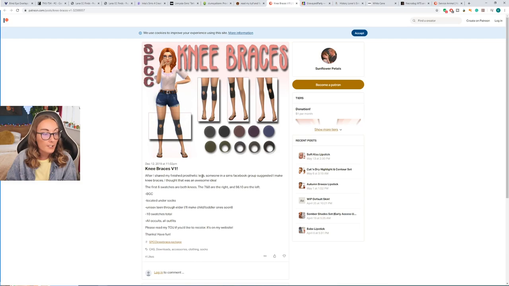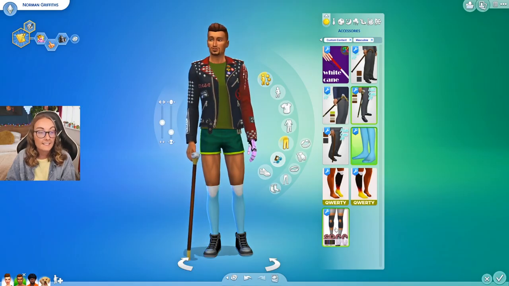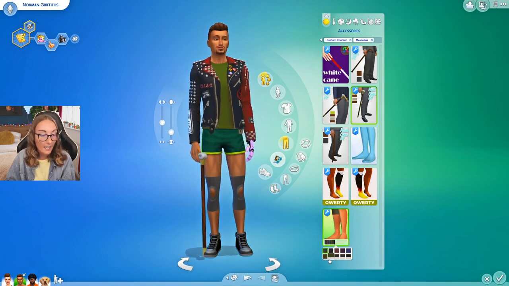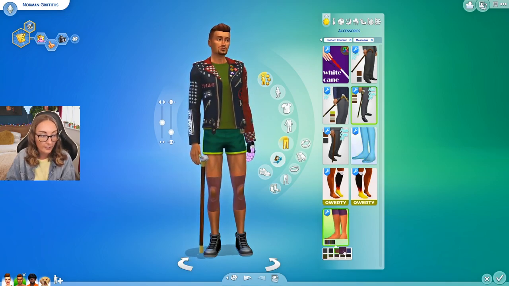After I shared my finished prosthetic leg, someone in a Sims Facebook group suggested I make knee braces, and I thought it was an awesome idea. The first 6 swatches are both knees, and 7 and 8 are the right, 9 and 10 are the left. So once again, these are listed under the sock accessories, and this is how they look in your game.